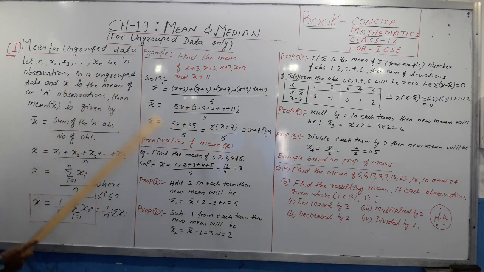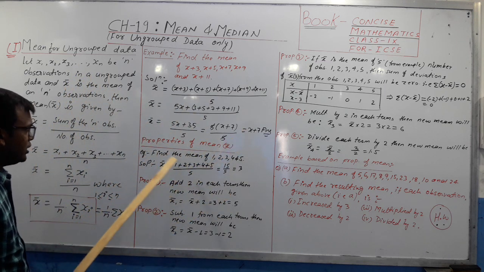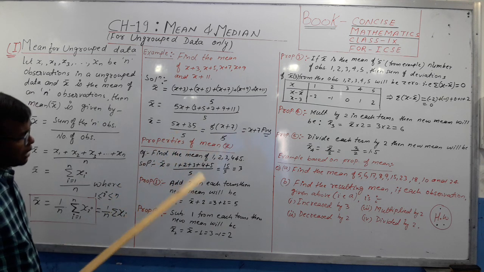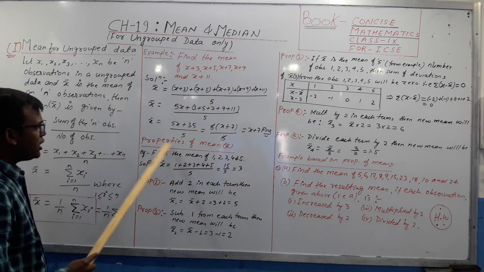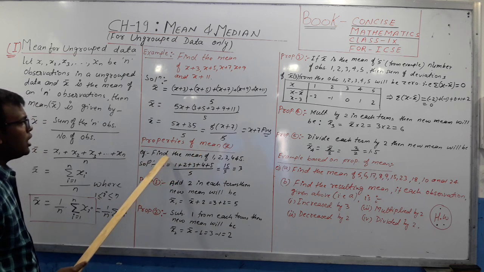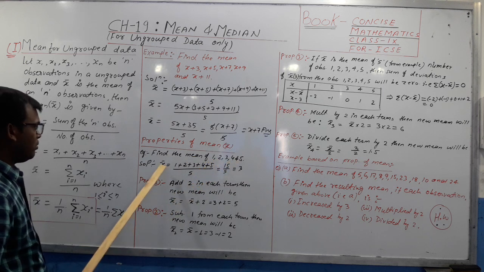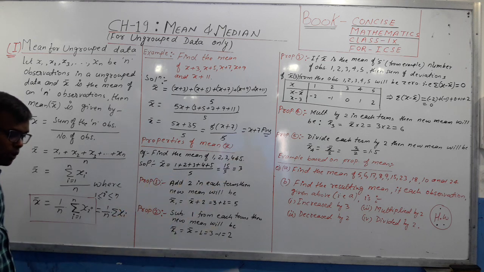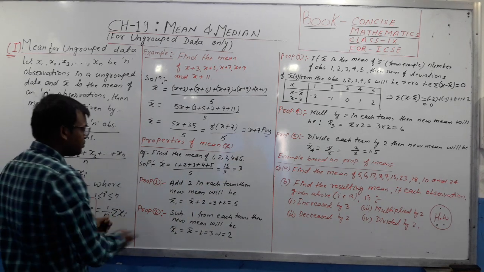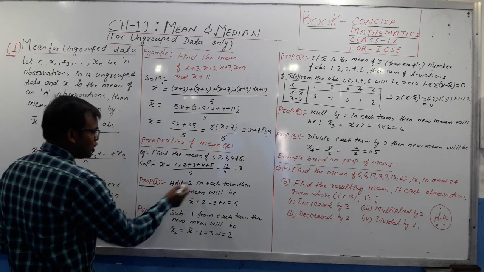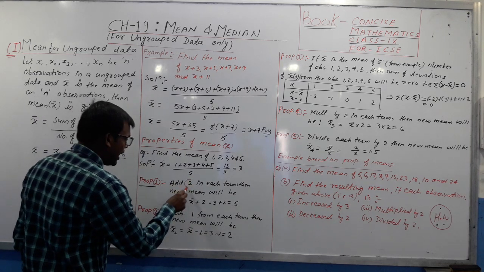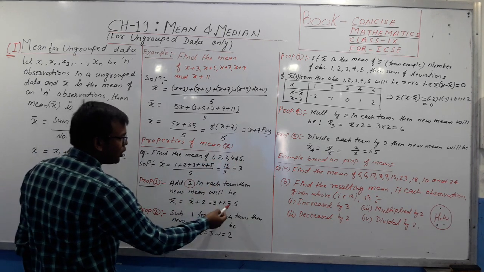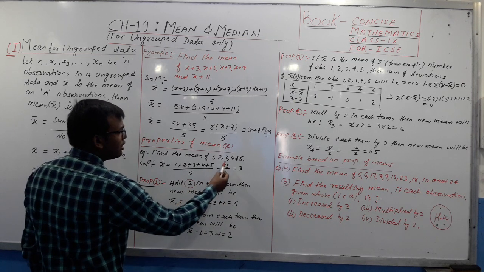And related to the mean, we have 5 basic properties. So, properties of mean. I am explaining here the properties of mean with an example. Find the mean of 1, 2, 3, 4, 5. So, x mean is equal to the sum of 5 elements divided by 5, which will be 3. The first property is what? If you add 2 in each term, then the new mean will also be increased by 2.